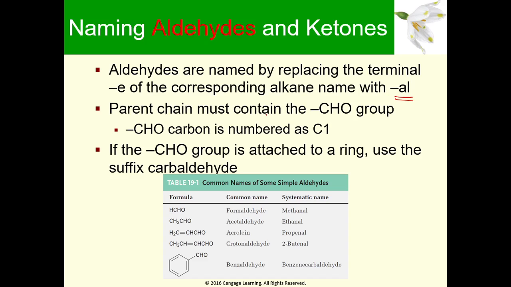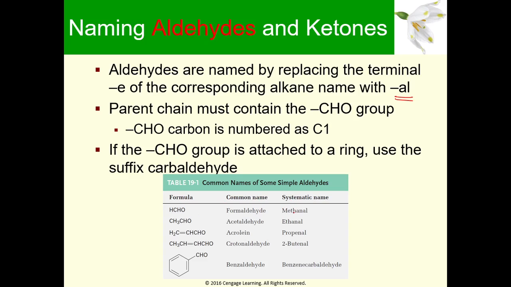The parent chain must contain the CHO group, and the carbon in that CHO is numbered as C1. So you will start the numbering at the C double bond O. If the CHO group is attached to a ring, you use the suffix carbaldehyde.